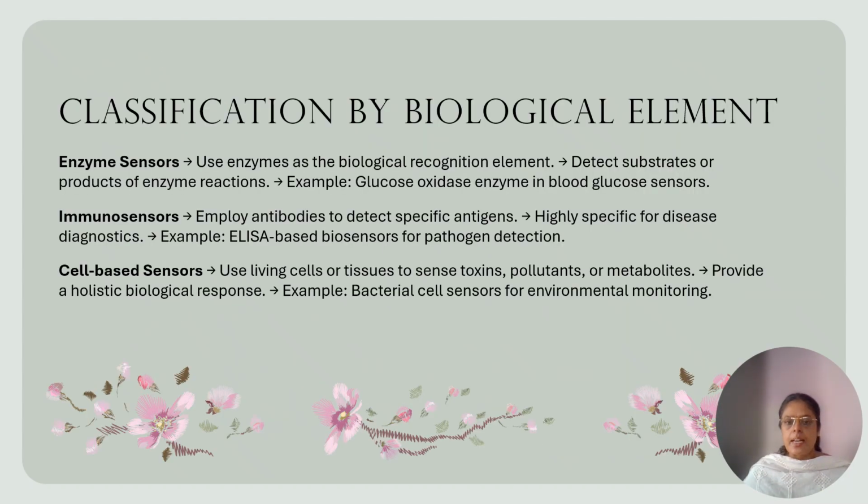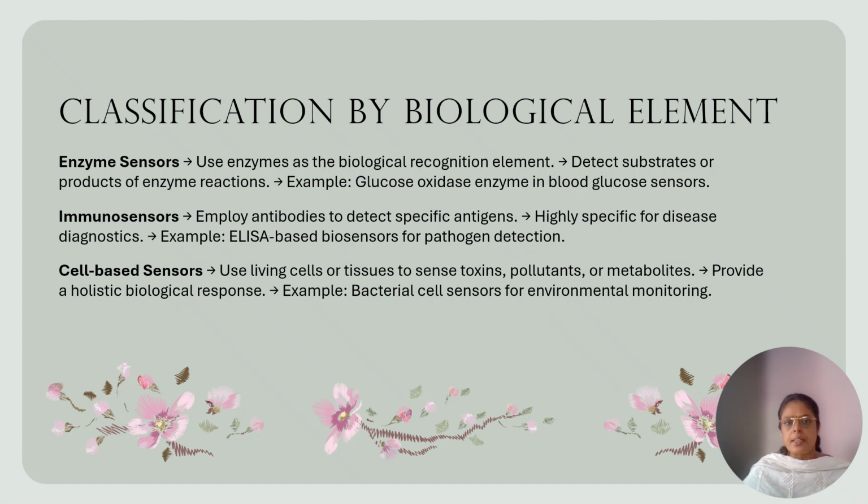The next one is the classification by biological element. So the biological elements are enzyme sensors, immunosensors, and cell-based sensors. Enzyme sensors use the enzyme as a biological recognition element to detect the substrates or the products of enzyme reactions. For example, you can take the glucose oxidase enzyme in blood glucose sensors.